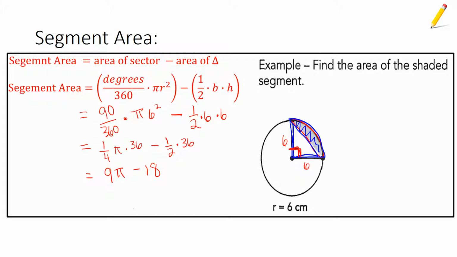So for our purposes though, we want to keep this in exact form. So just like when we were adding and subtracting radicals or combining like terms back in Algebra 1, 18 has no pi term on it, so we just have to leave it like it is, 9 pi minus 18. That's all we need for our purposes in this unit and for our specific stuff.